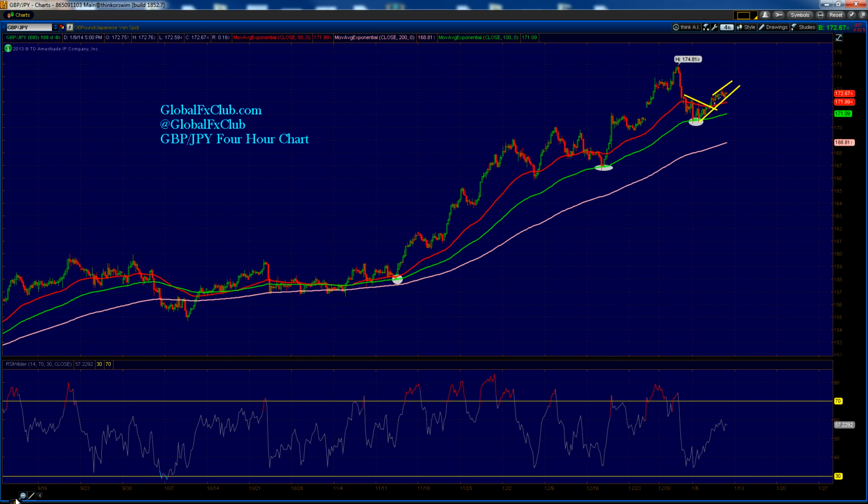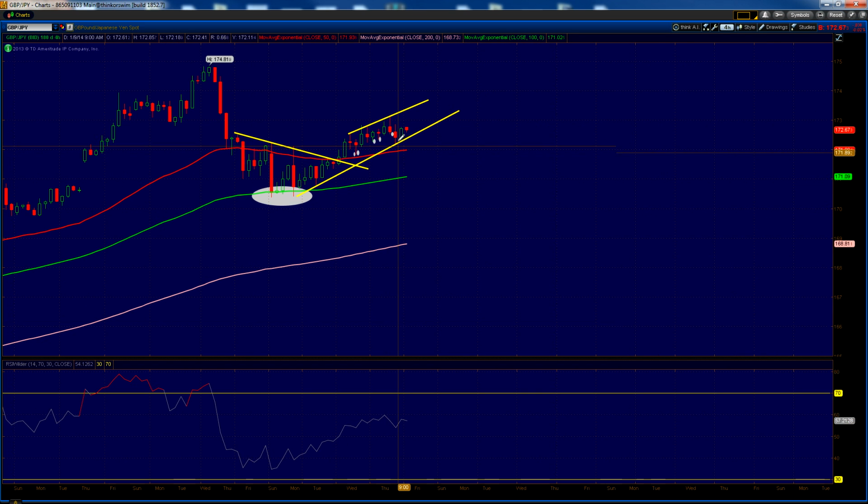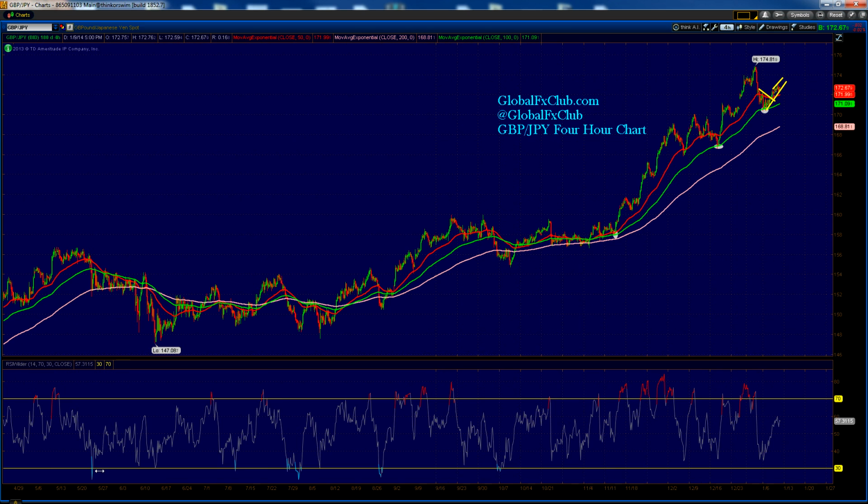What will flip me on this pair is if this ascending channel finally breaks, especially if we do manage to get below 172 and this 50 period EMA, which has been pretty decent resistance as well. So that's how I feel about pound yen. It is the only yen pair that I feel really confident about being bullish on. The rest of them look a little bit dicey.